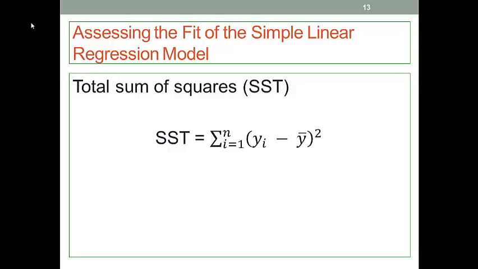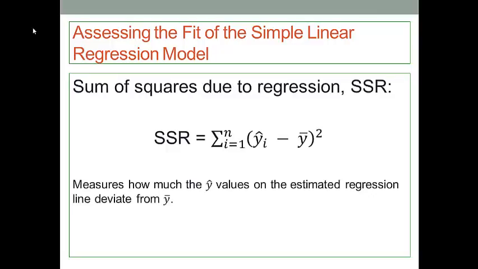Actually, SST measures how the real observations of the dependent factor change around the mean. And then we have the sum of squares due to regression, SSR. What does SSR measure? It measures how the estimated value of the dependent factor changes around the mean.